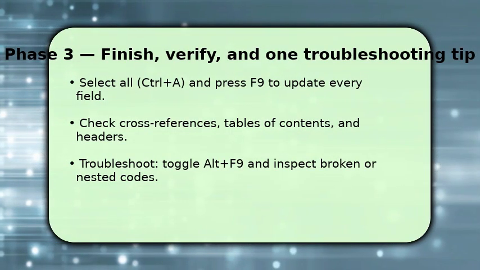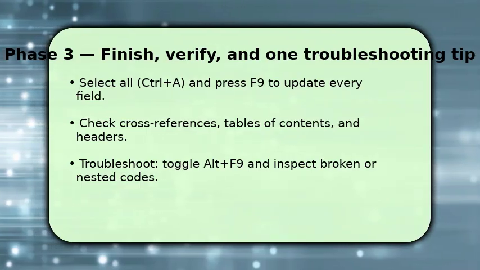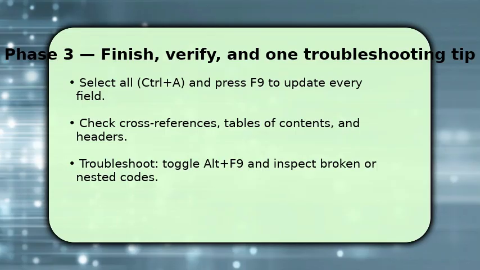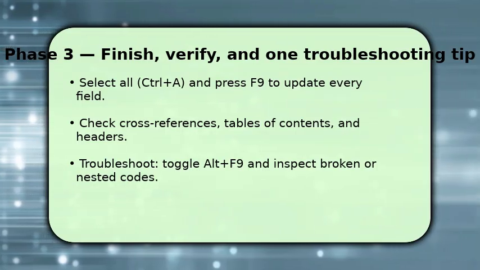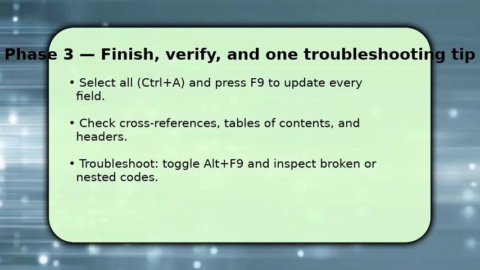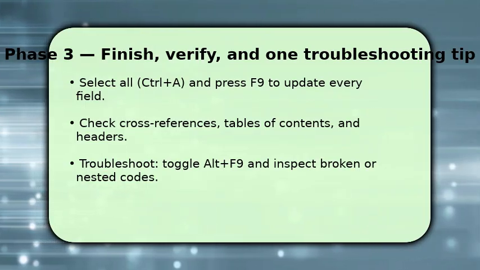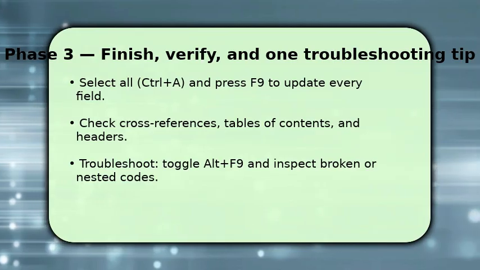Press Ctrl plus A to select the whole document, then hit F9 to refresh fields. This updates TOCs, cross-references, formulas, and date fields. Make sure headers, footers, and text boxes are included by checking each story range if a field didn't update.